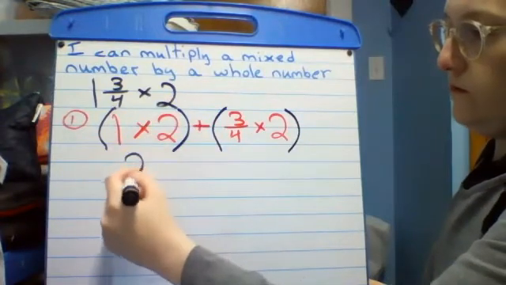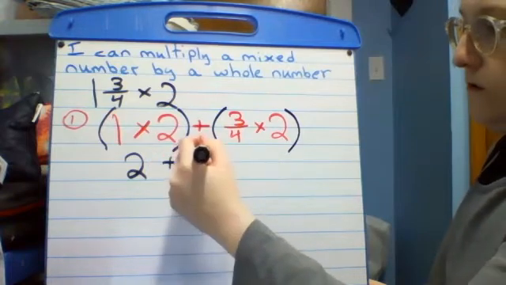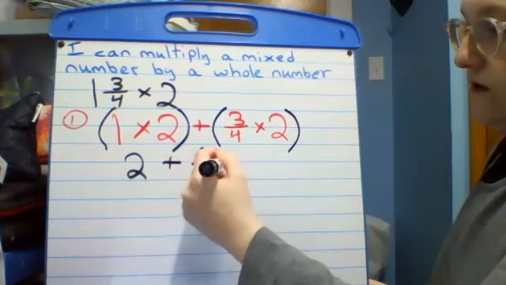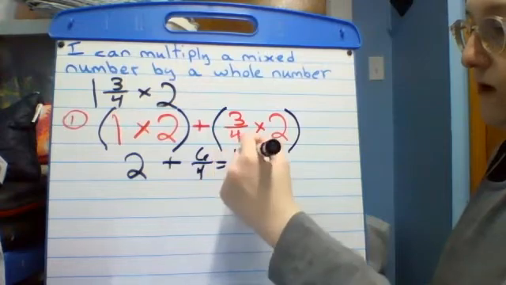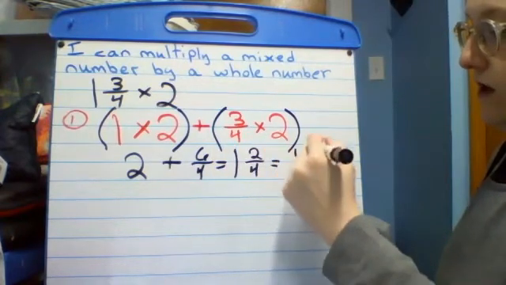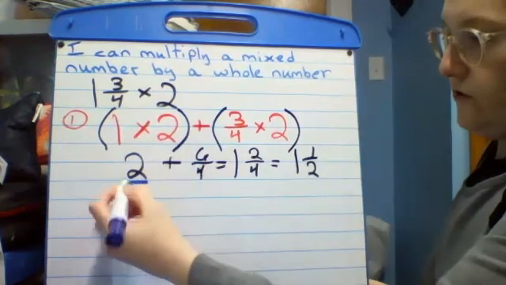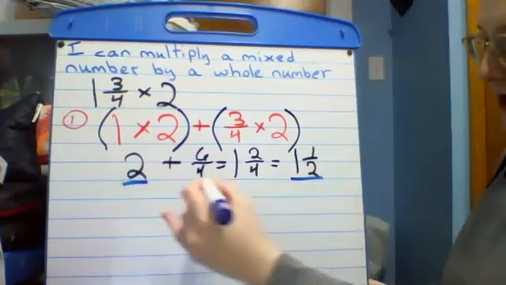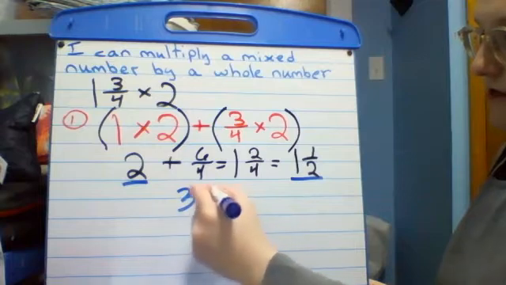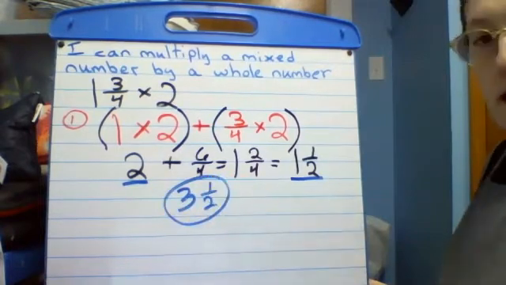1 times 2 would be 2, plus 3/4 times 2 would be 6/4. 6/4 is the same as 1 and 2/4, which is the same as 1 and 1/2. So we end off with 2 plus 1 and 1/2, which is 3 1/2. This would be our product.